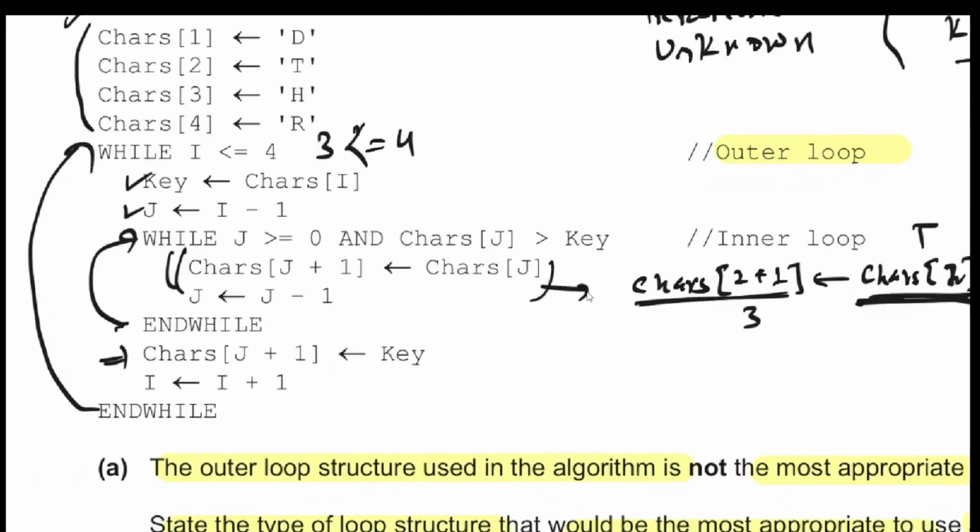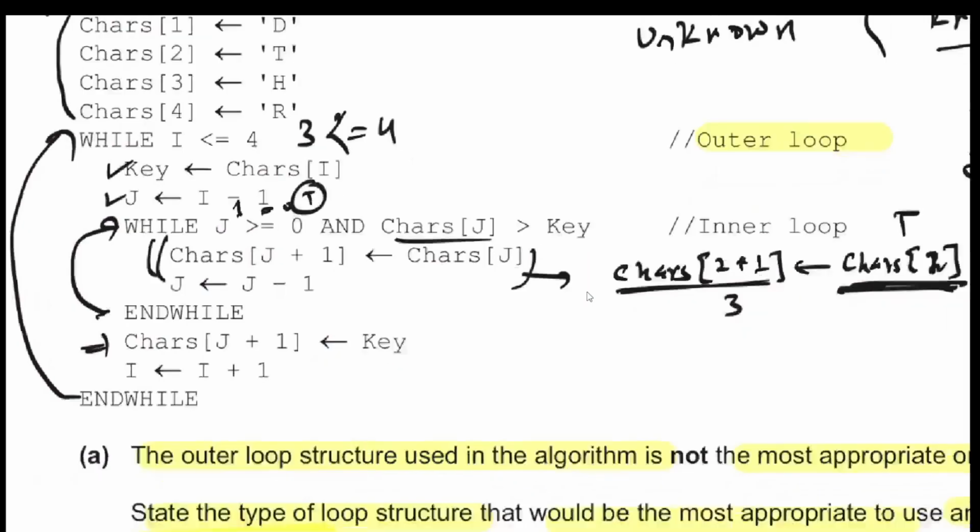Now what is here? J is now 1. 1 is greater than or equal to 0. Yes, it is true. And now what is in the J? Which is 1.